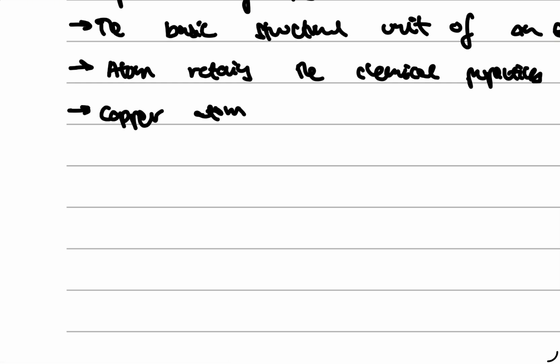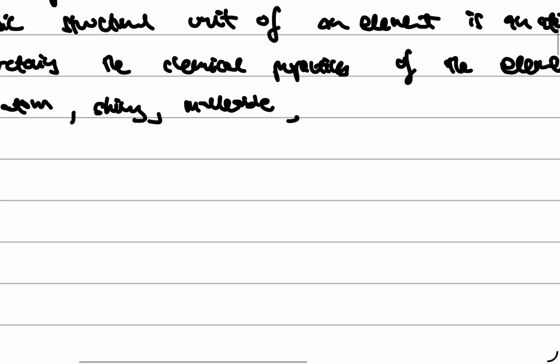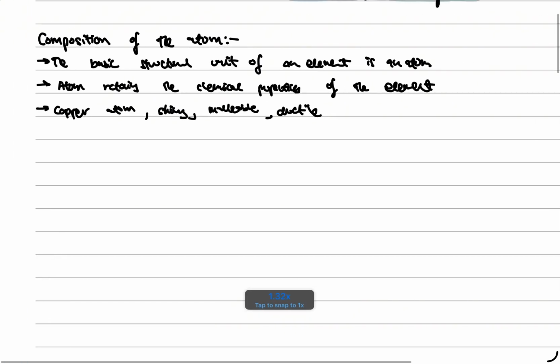It will have properties of copper, so it will be shiny, it will be malleable, and so on and so forth, even ductile, you could say. All right, so that is the basic composition and what it basically means. The main thing is that it's a basic structural unit of an element, and that it retains the chemical properties of the element which it's part of.